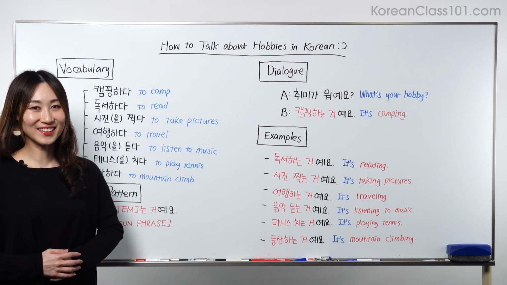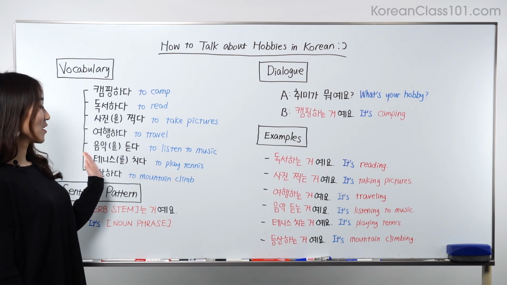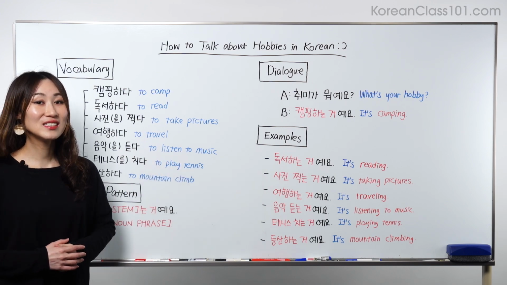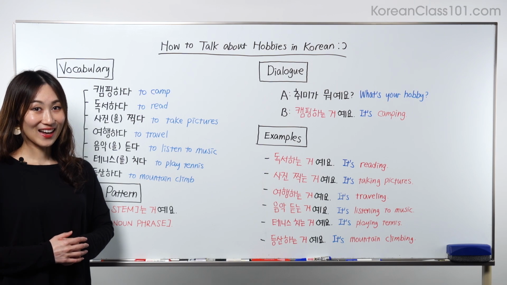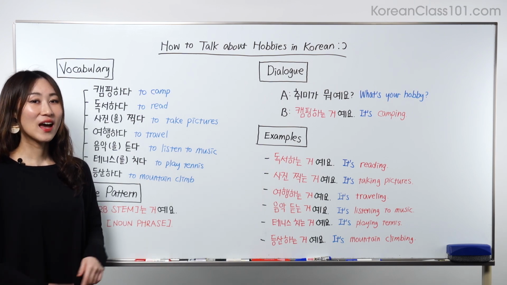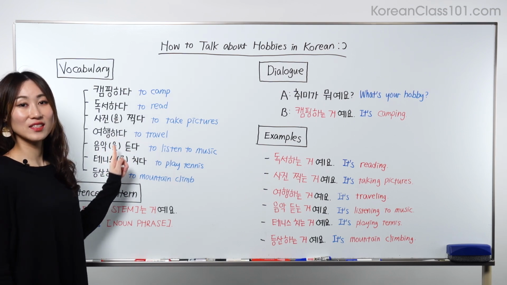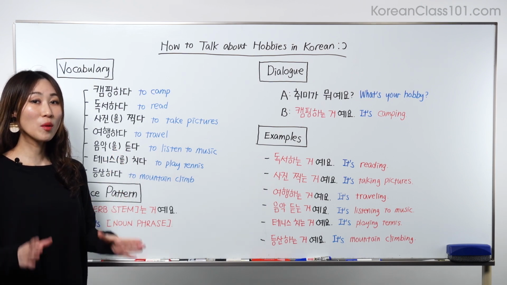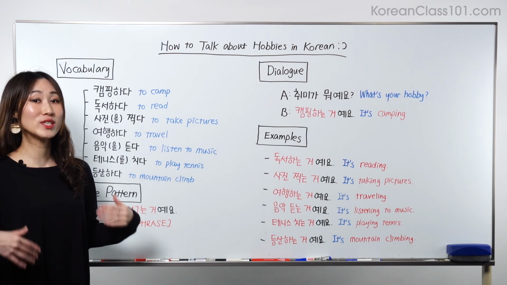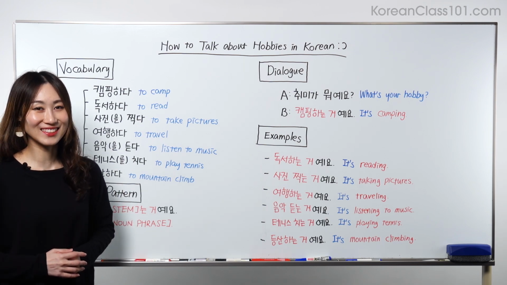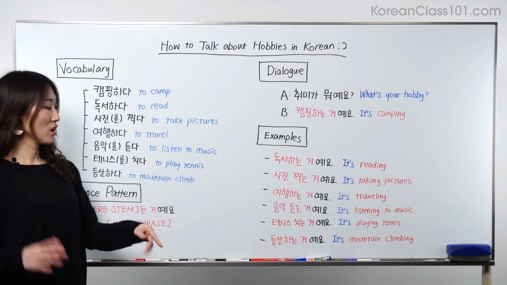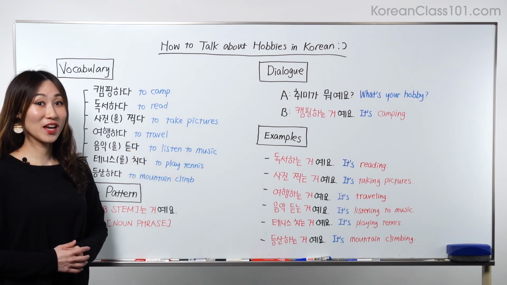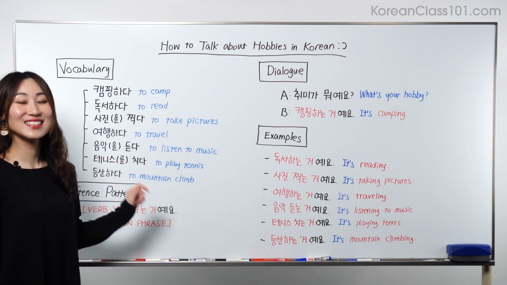여행하다. To travel. Next we have 음악을 듣다. To listen to music. Again, I omitted this particle 을, the object marking particle, because we commonly omit it when we speak. So you can just say 음악 듣다. But the full form is 음악을 듣다. The next we have is 테니스를 치다.